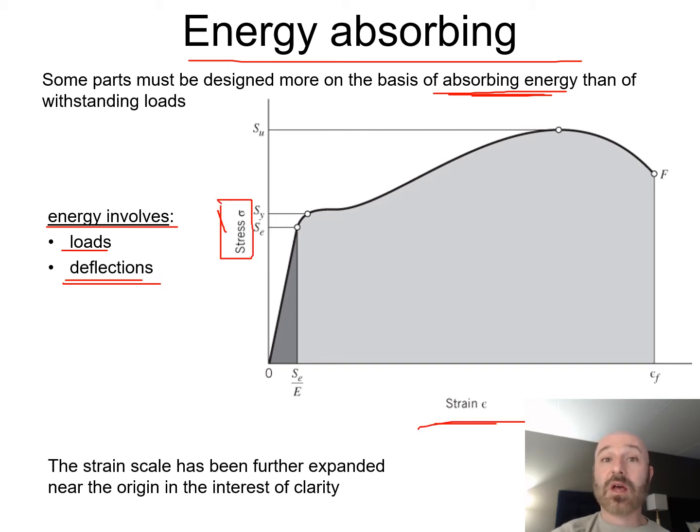So the strain scale on this one here, we just expanded out a little bit more. So we just kind of stretched out that strain axis right there near the origin for a little bit of clarity over here. And we're looking at this region right here. So there's our S_E and our S_Y and our S_U. So we have our elastic region, our yield strength, and we have our ultimate strength right there. And we can take a look and zoom in on that area in that elastic region.